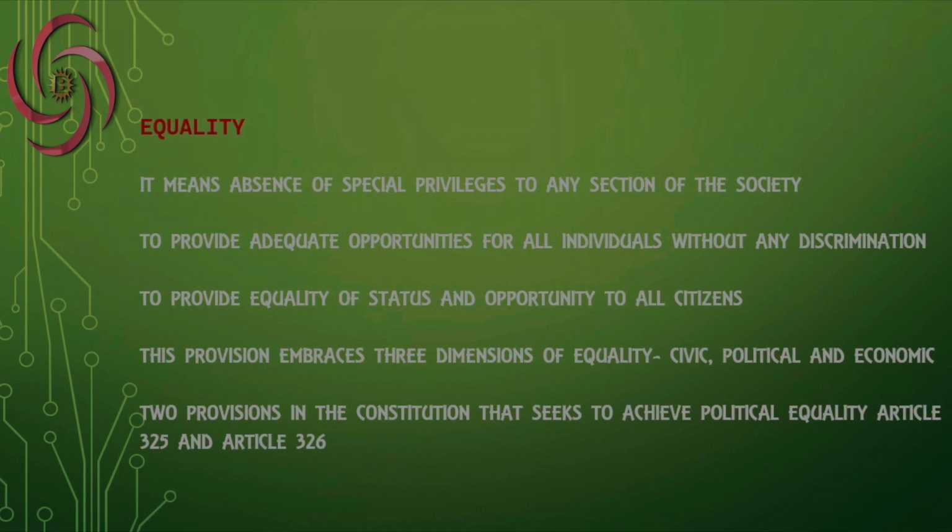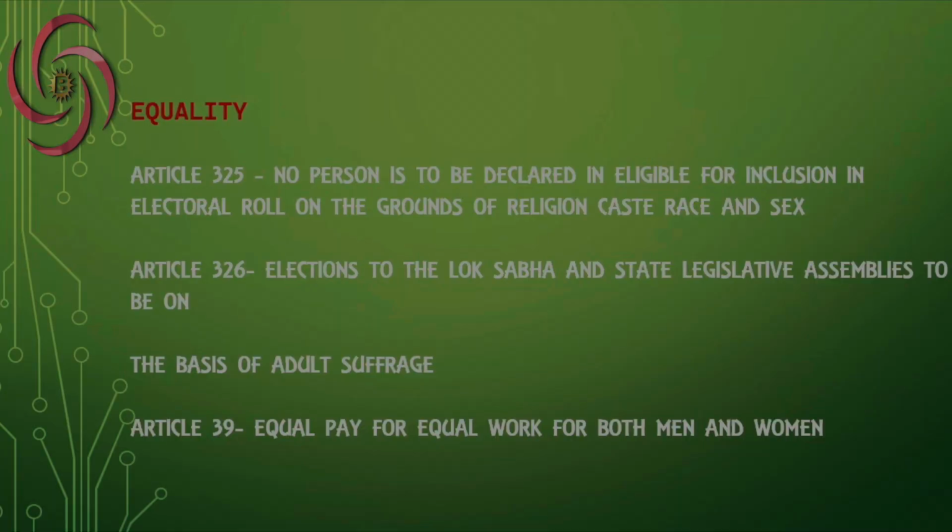Two provisions in the Constitution seek to achieve political equality: Article 325 and Article 326. Article 325 defines the eligibility of an Indian in the electoral roll; on grounds of religion, caste, race, sex, nothing is going to come. He is eligible as a citizen to vote. Article 326, elections to the Lok Sabha and the state legislative assembly are to be on the basis of adult suffrage, meaning of age. If you complete 18 years of age, you can vote in the election. Article 39, equal pay for equal work for both men and women.